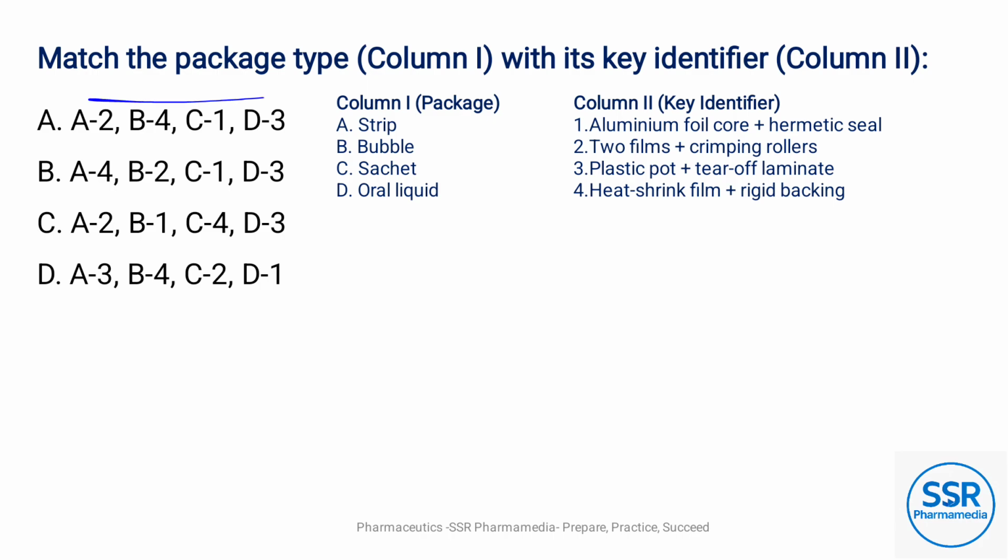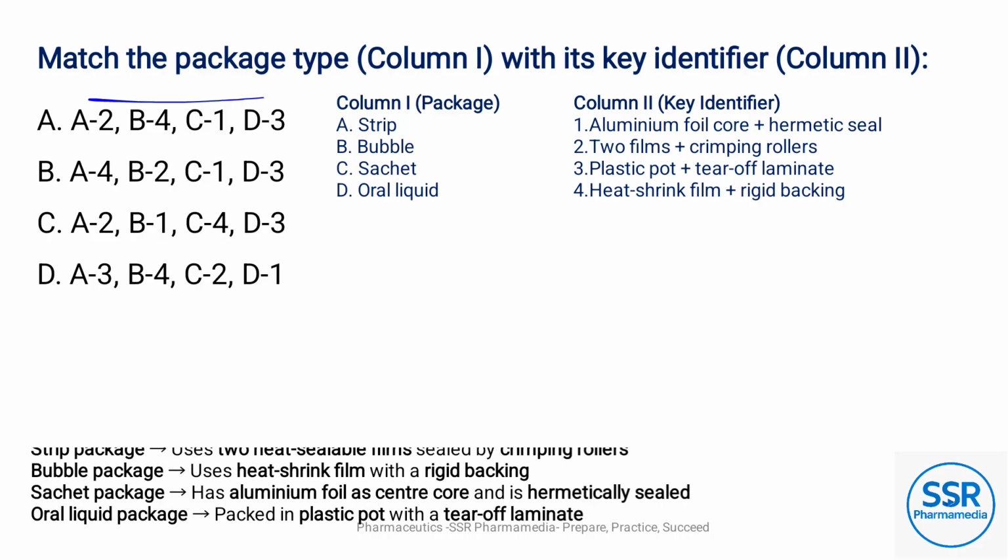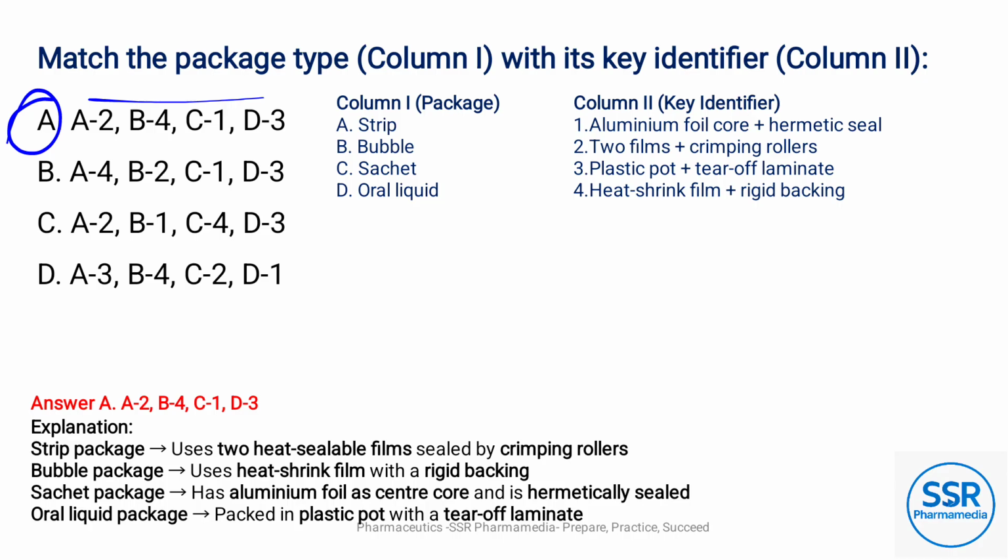Match the packaging with its key identifier. Option A is the correct answer, so read it carefully. Option A: strip means two films and crimping roller. Blister means it's a heat shrink film plus lid packing. Sachet is the aluminum foil core and hermetic seal. Oral liquids are plastic pot and tier of laminate.